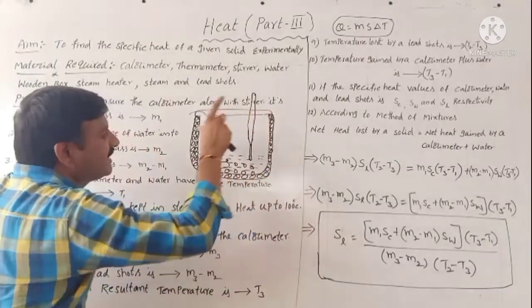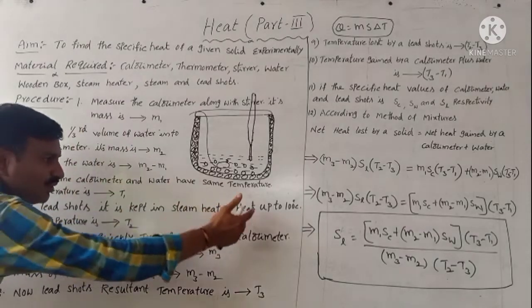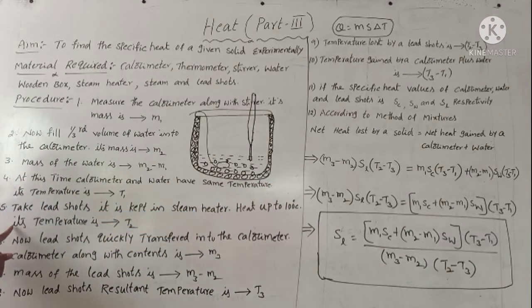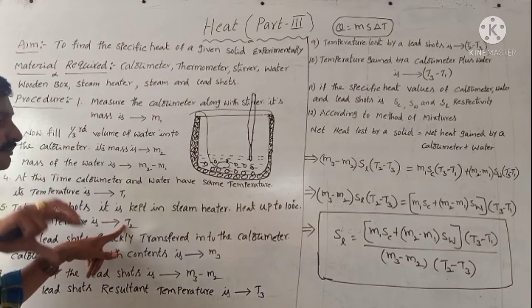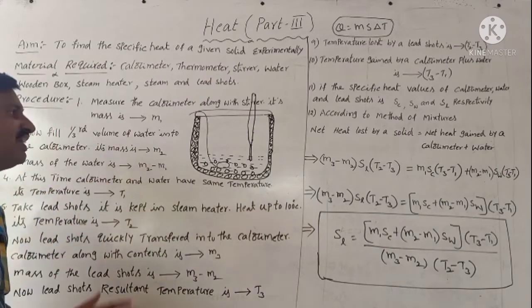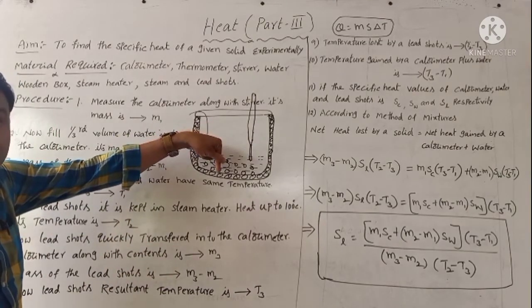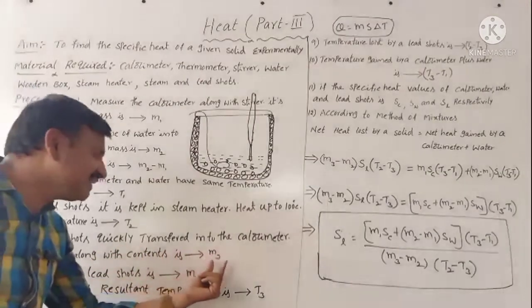Heat up to 100 degrees Celsius. The lead shots are heated, or rise in temperature, to 100 degrees Celsius. That temperature is T2. After absorbing heat up to 100 degrees Celsius, the lead shots are quickly transferred into the calorimeter. The calorimeter, along with its contents, has mass M3.